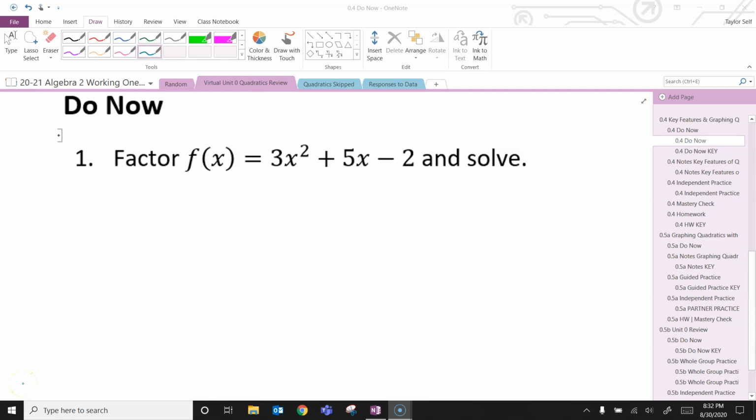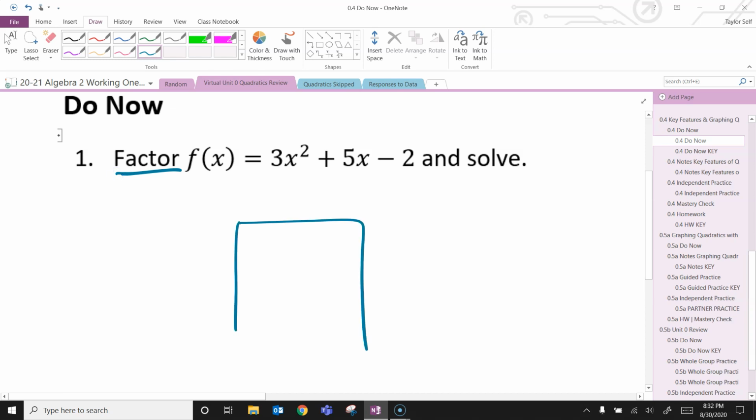Alright, y'all, let's really quickly go over the do now. I'm going to go over this because it's important for you to know for your assessment in this unit, and you're going to have to be able to do it very quickly. So here we go. It says to factor, and normally when we factor, we use the box. So I'm going to draw the box, and this is how quick we need to be able to factor.